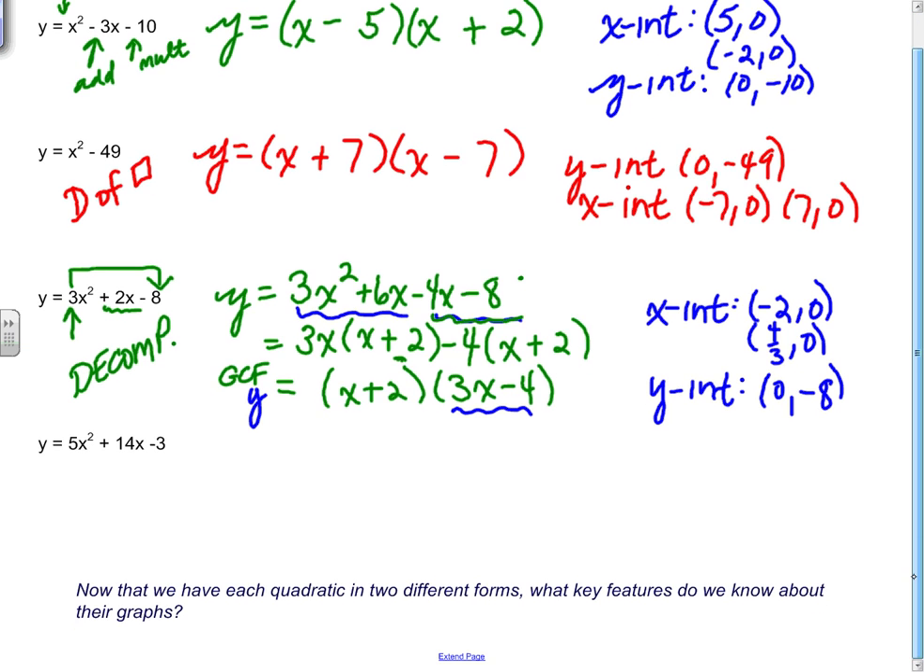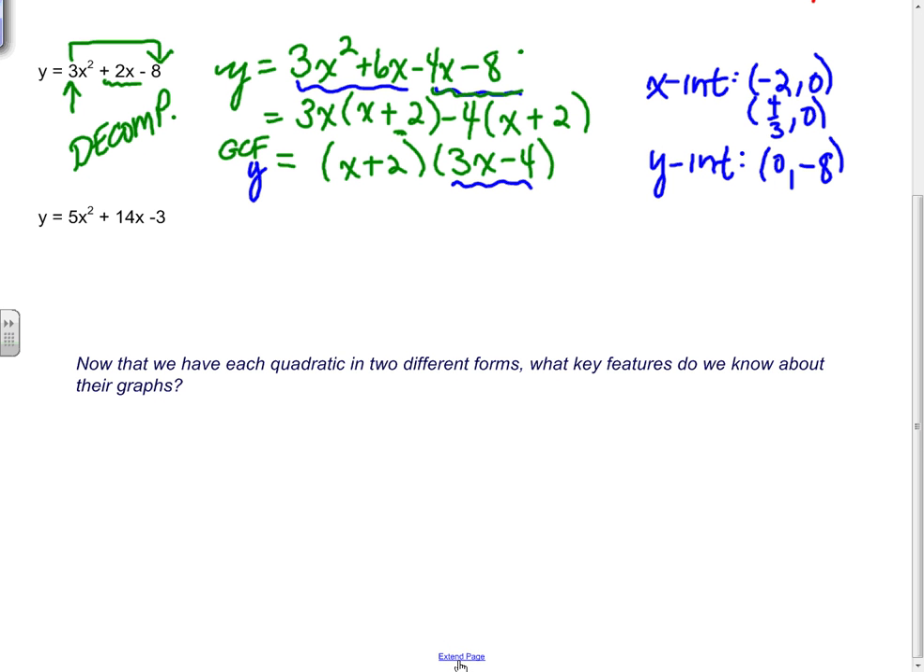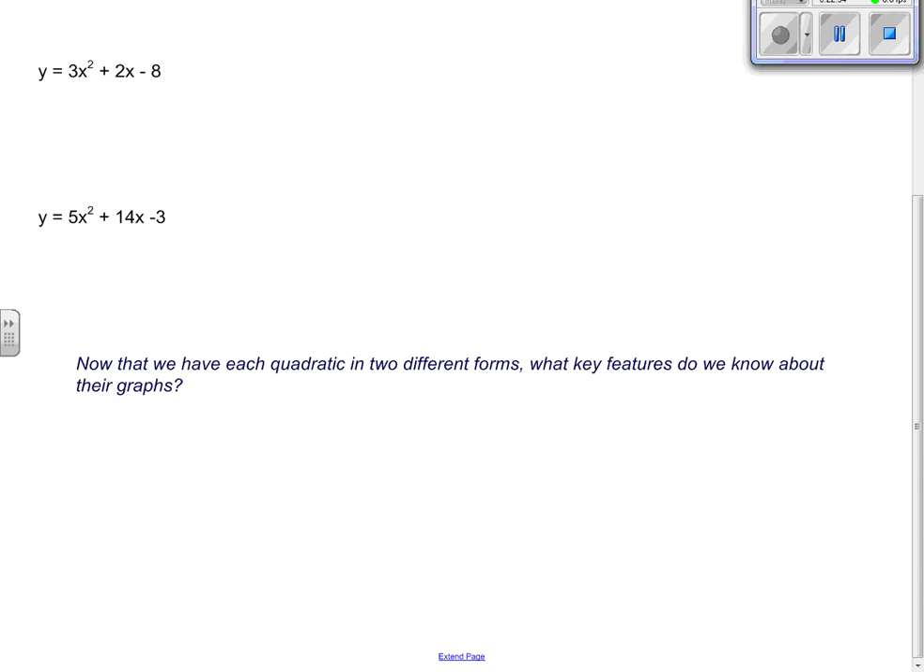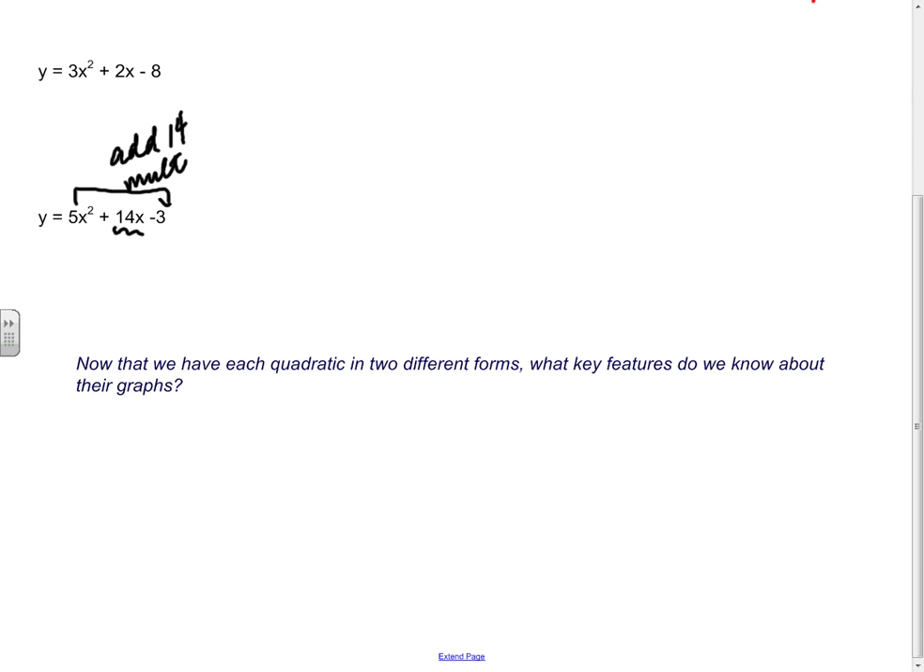The last one. Y equals 5x squared plus 14x minus 3. It is not a simple trinomial. It is not a difference of squares or anything quite so nice. And there's not a greatest common factor other than 1. So I have to use decomposition on this. I have to decompose the 14x into two parts such that my two parts add to 14 and multiply to 5 times minus 3, minus 15. My two numbers would be 15 and minus 1.